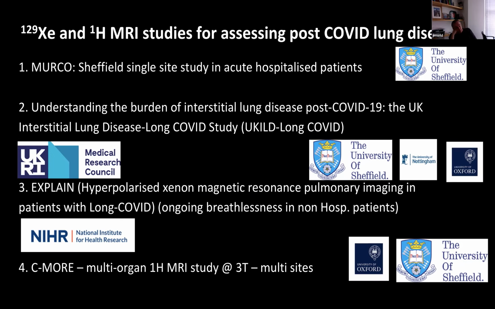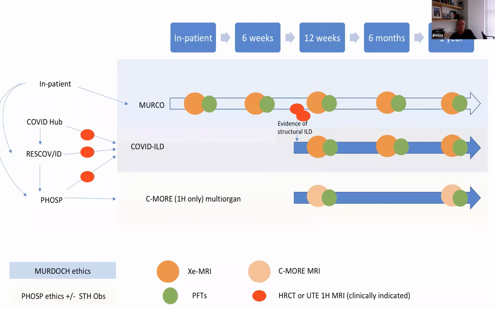And then finally, I'll touch on the Seymour study, which is a multi-organ proton MRI study conducted at 3T across multiple sites in the UK. There we've got quite a basic lung protocol that we bolted on, but that study is more looking at different organ effects, so abnormalities of the brain, kidney, liver, lungs and heart. So they're the 4 studies I'll touch upon, but the Merco study is the one I'll focus upon, because I think we've got the most detailed mechanistic data from that study.